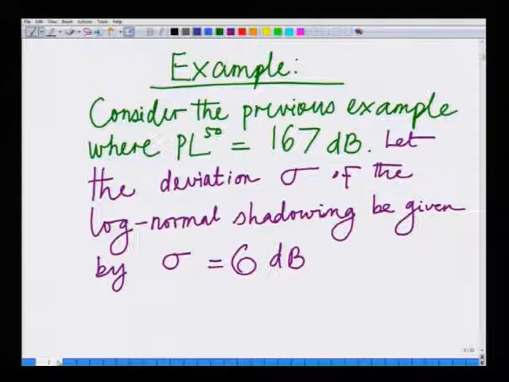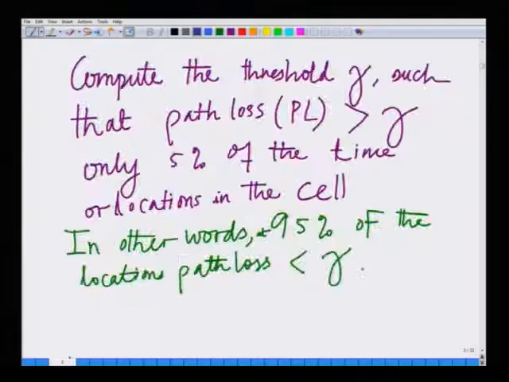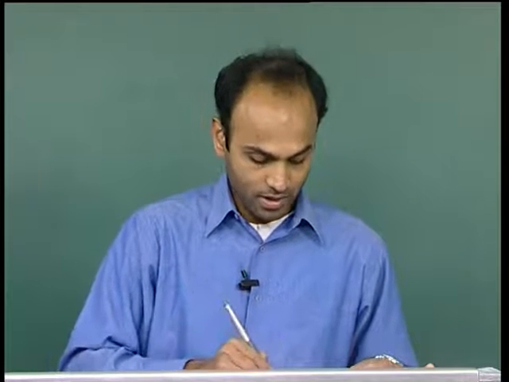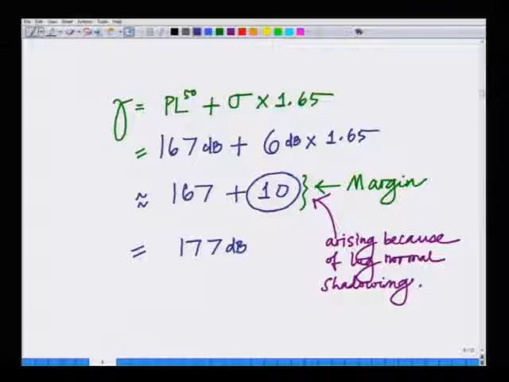And we had also seen an example in which the median path loss is 167 dB with a deviation of 6 dB, and we wanted to compute the threshold gamma such that it is exceeded only 5% of the time, which means a reliability of 95%. And we said the margin that has to be accounted for this reliability factor at the transmitter is 10 dB.